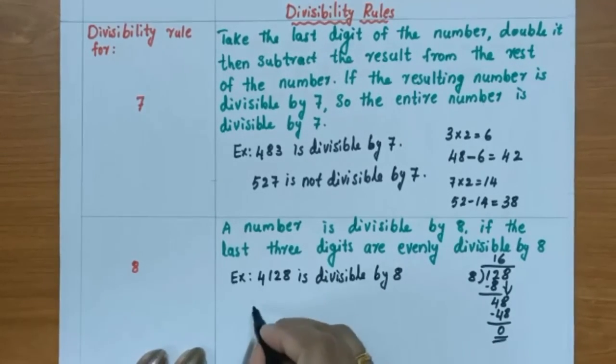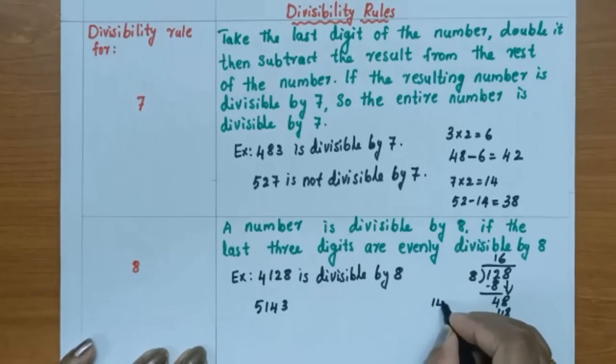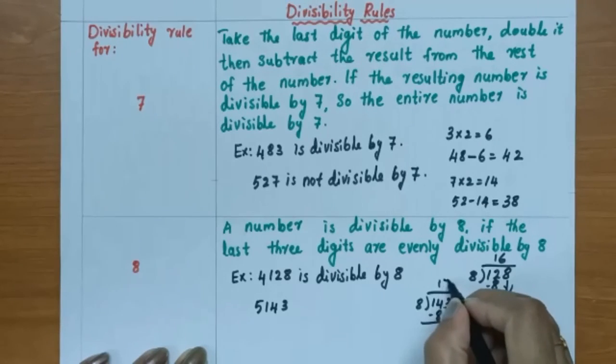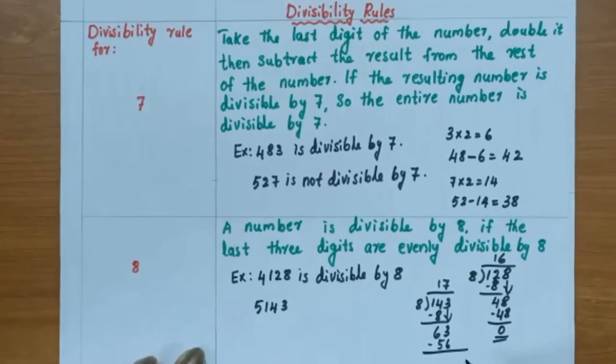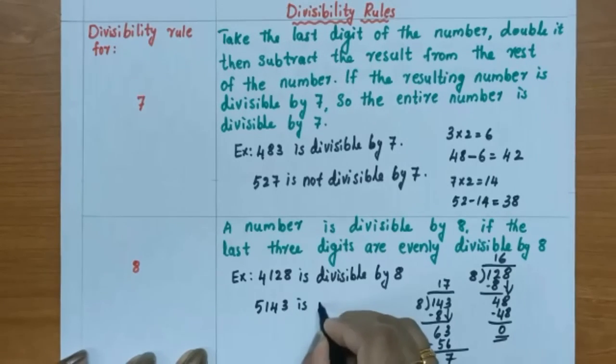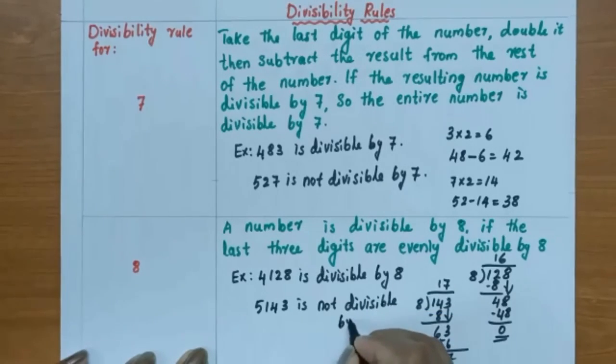Another example here, 5143. Divide the last 3 digits, 143, by 8. 8 ones are 8. 14 minus 8 will be 6. 63. 8 sevens are 56. Here we will get 7. That means 143 is not divisible by 8. So the entire number 5143 is not divisible by 8.